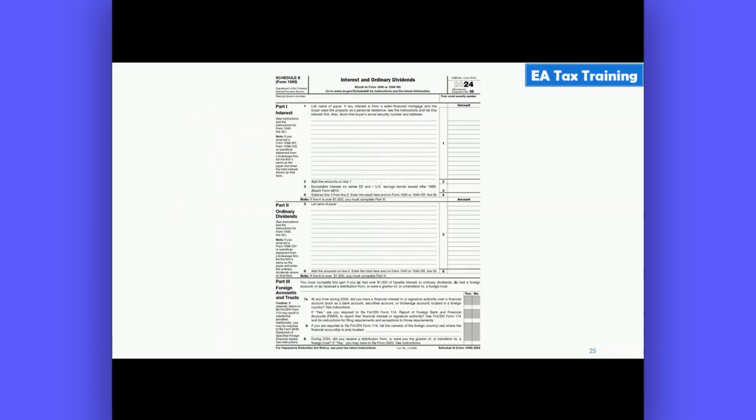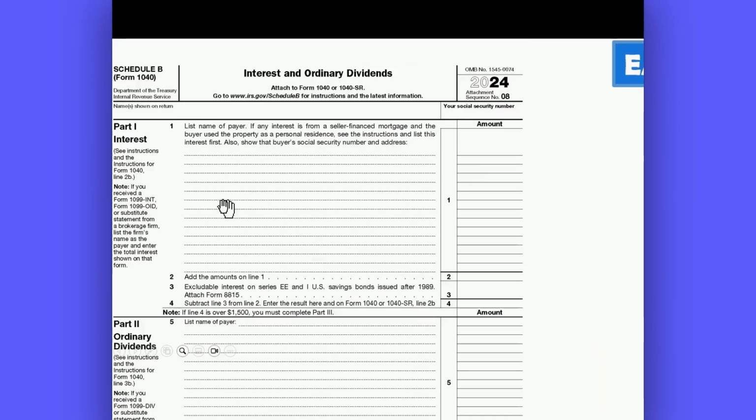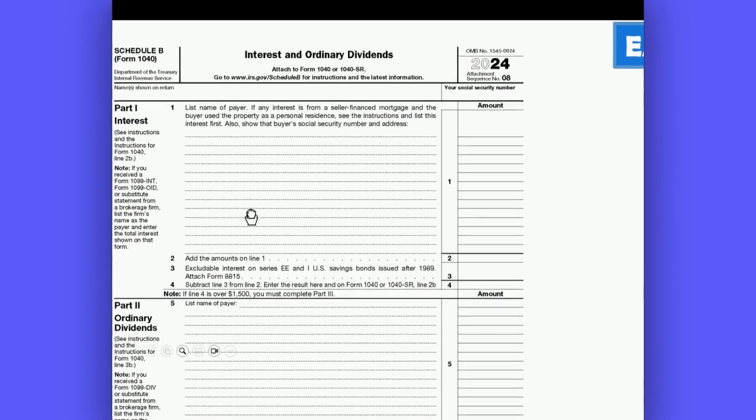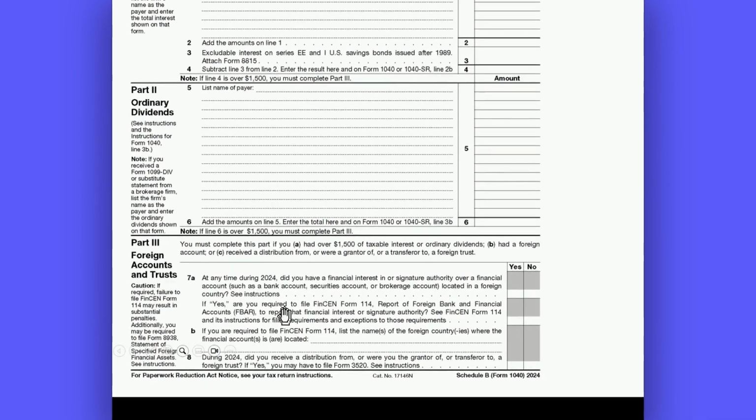So what are we talking about? Well, let's look at Schedule B again. You will remember Part 1, you list all your sources of interest. Part 2 is your dividends. Then we get down here to Part 3. So you have to answer these questions. If you are filing Schedule B, even if you don't have any foreign accounts, you still have to answer these questions. But if you don't have any foreign accounts, of course, you would just say no. But we're talking about here if you do have foreign accounts.